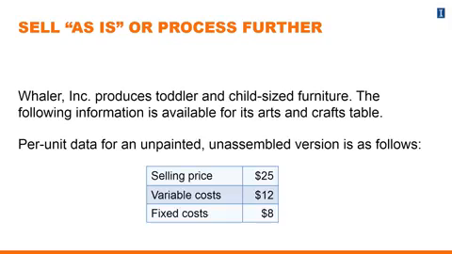The selling price for this version of the table is $25. The variable costs incurred to produce the table are $12, and the fixed costs are $8. All of this information is on a per unit basis.